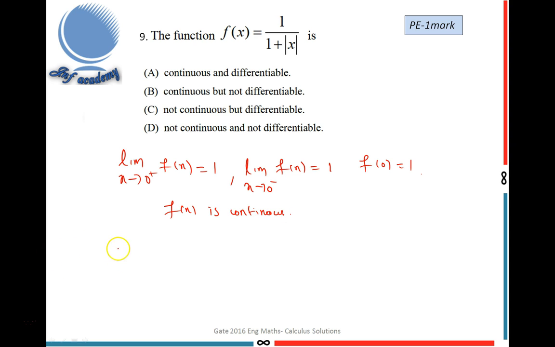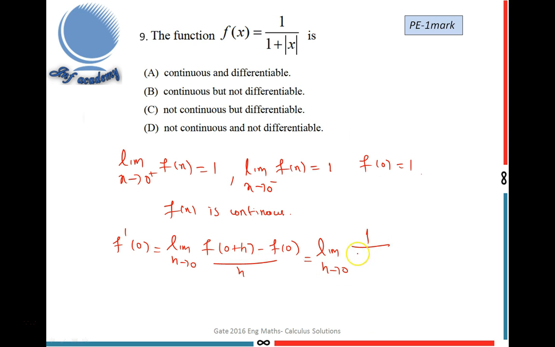Next I check the differentiability. F dash of 0 equals limit h tends to 0, f of 0 plus h minus f of 0 divided by h. This is the definition of derivative. What is f of 0 plus h? F of h, that is 1 by 1 plus modulus h, minus f of 0 which is 1, because I substitute the value of x as 0, divided by h.